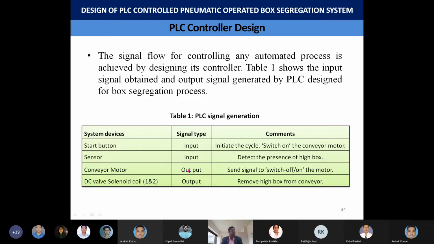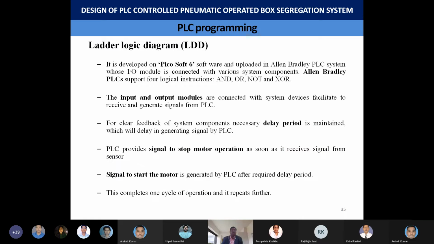The conveyor generates an output which sends a signal to switch the motor off or on, so that whenever the high box comes into the position of the cylinder, the DC valve solenoid also generates an output signal. It is pictorially identified as a signal. Now, this entire activity is programmed using ladder logic diagrams in the PLC.